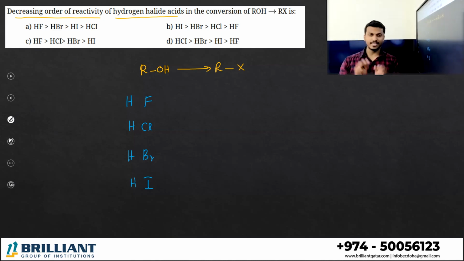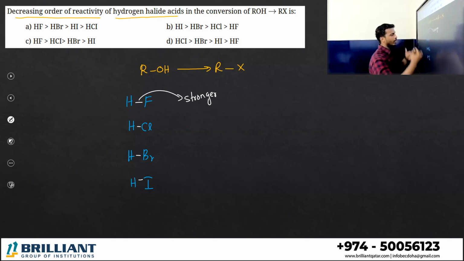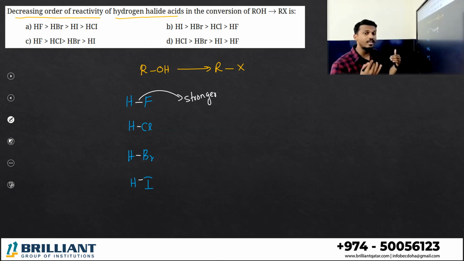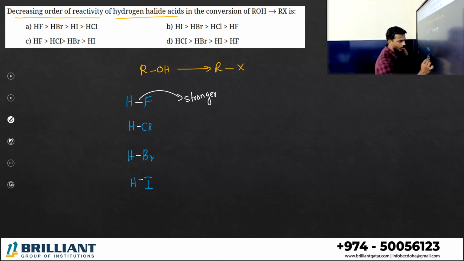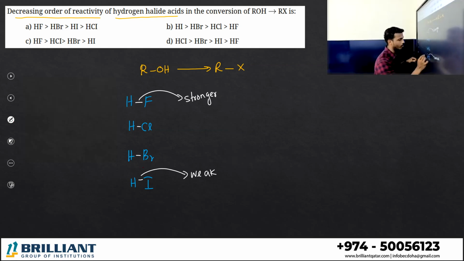Tell me, dear student, which is the strongest bond, where you can identify the strongest bond between HF or HI? No doubt HF. Fluorine is the most electronegative element, so the hydrogen bond will be very strong. While coming down the group, electronegativity decreases because size also increases. So this bond is very weak. Which bond can you break so easily, HF or HI? No doubt HI.